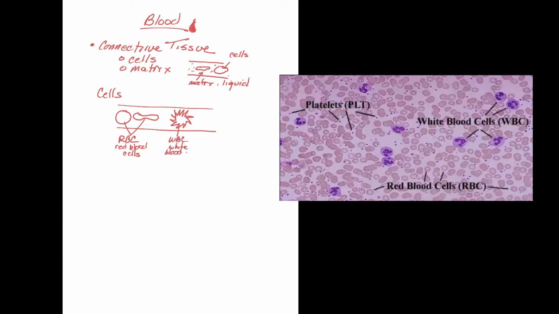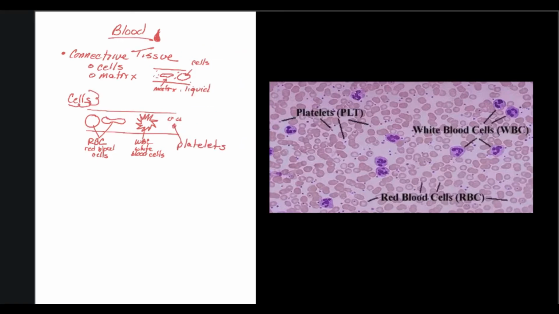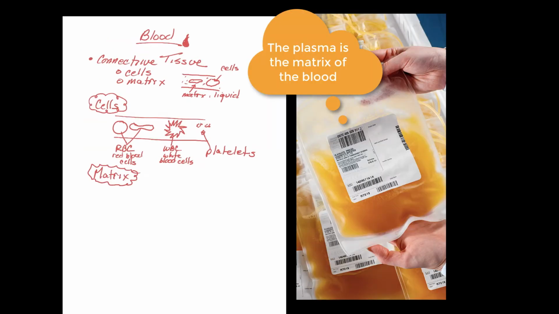And so you can see on the image on the right that is a light microscope image of blood, and you can see the little dots are the platelets, and the sort of light pink are the red blood cells, and the dark purple are the white blood cells, and there's way more red cells than white cells.